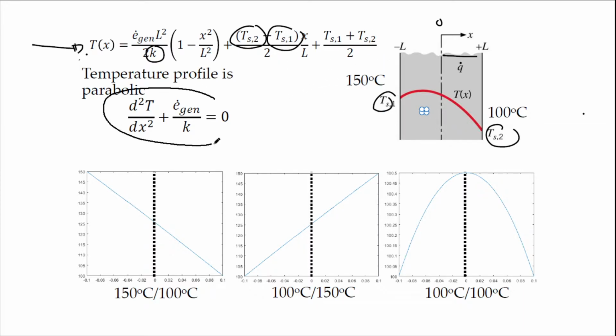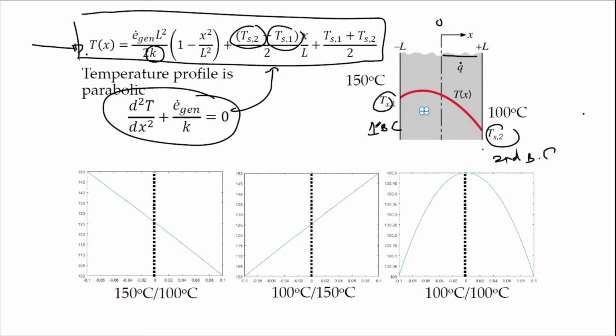So from here, second order ODE with heat generation, you do the maths, you do integration twice and plug in the boundary conditions. This is the first BC. This is the second BC. And then you will arrive at this formula.